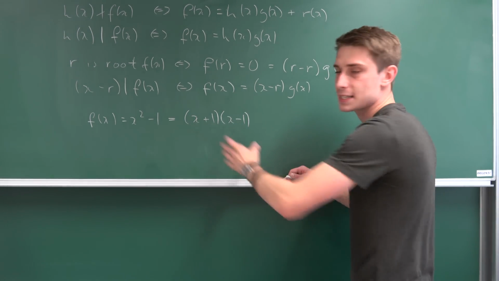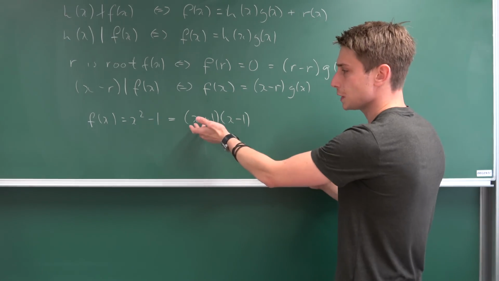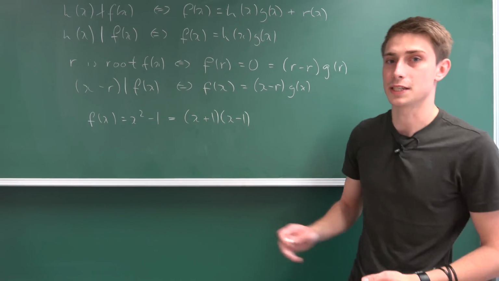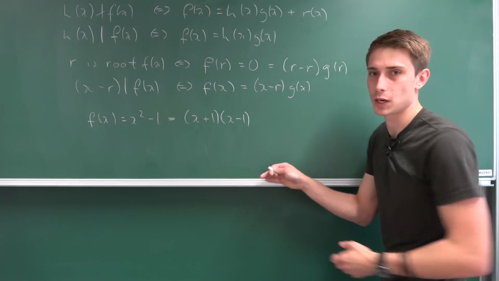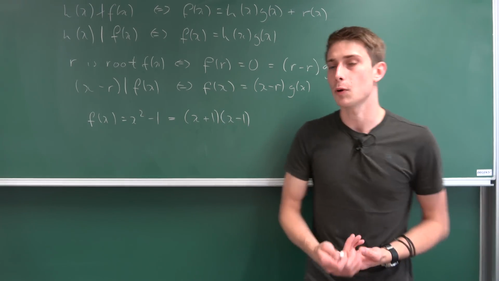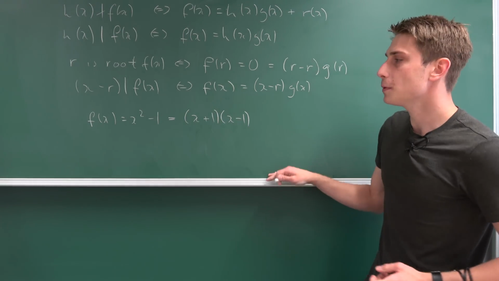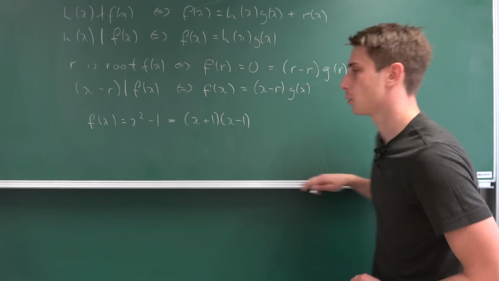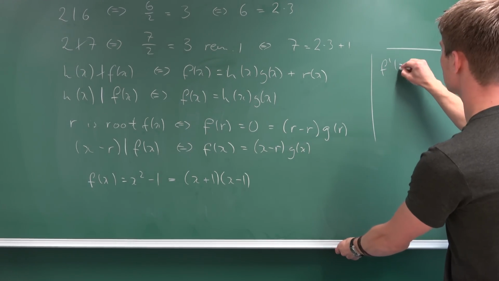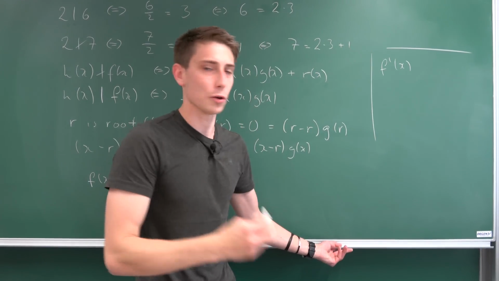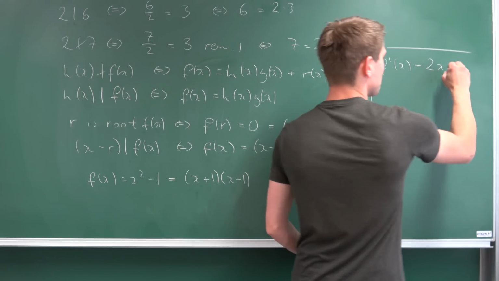So this thing has exactly two roots, those roots being minus 1 and 1 in this case. That's just using this definition of the root, and you can immediately see where this comes from. But what would happen if we would differentiate this very polynomial? So what's f prime with respect to x? We are going to end up with just 2x.